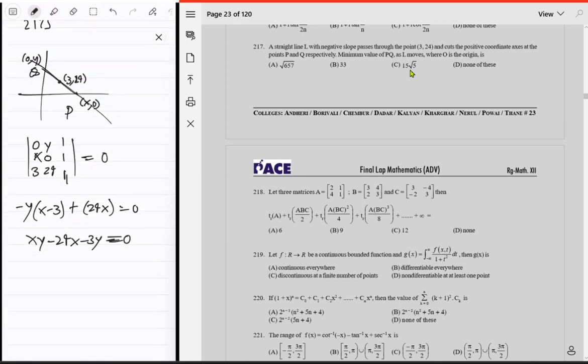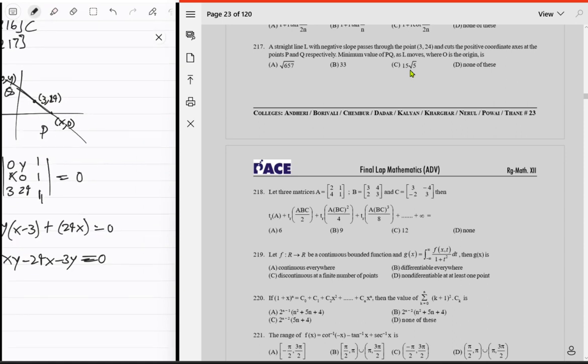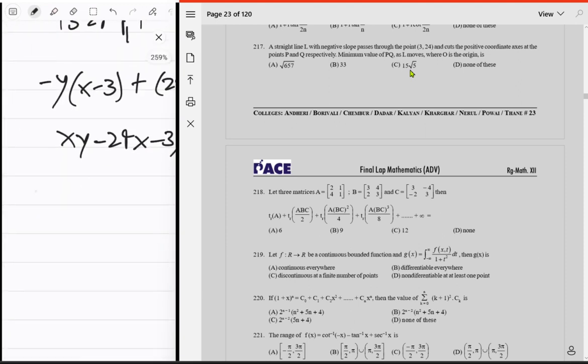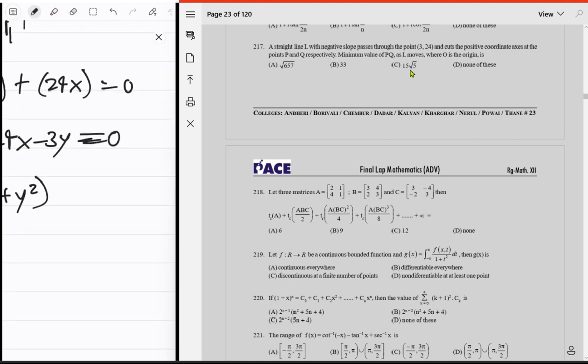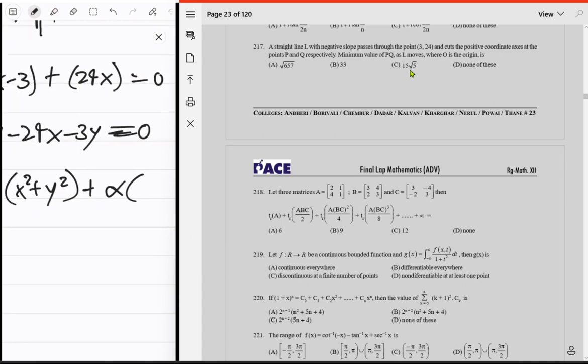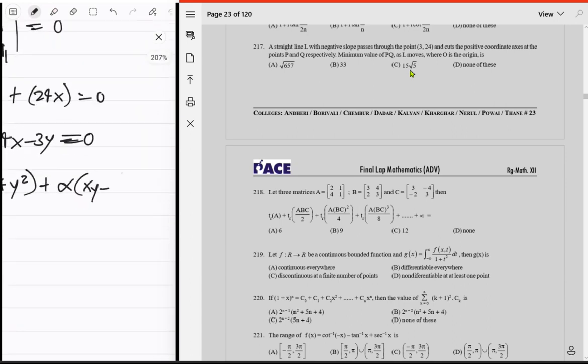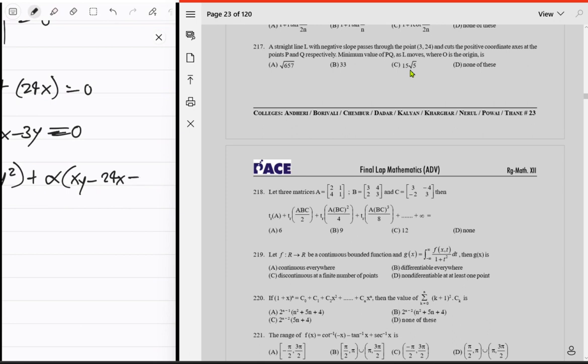And what you actually want is the distance, so the distance is like the square root of x squared plus y squared. So we are asked about x squared plus y squared. So the minimum value of PQ as this happens. Okay, what should we use for this? Lagrange multiplier method, of course. So we say our f is this x squared plus y squared. So we have to extremize it, plus alpha times all this, like xy minus 24x minus 3y.